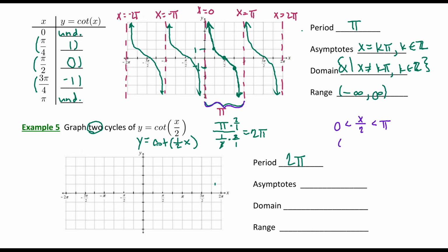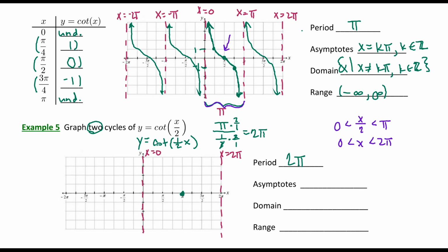Solving for x, we can see that the fundamental cycle for our transformed function is going to be from 0 to 2 pi. At the beginning of this fundamental cycle, we have a vertical asymptote located at x equals 0, and at the end of this fundamental cycle, we have a vertical asymptote at x equals 2 pi. Just as cotangent, the original function, crossed the x-axis halfway between its first 2 asymptotes, our new transformed function is also going to cross the x-axis at the midpoint between its first 2 asymptotes.